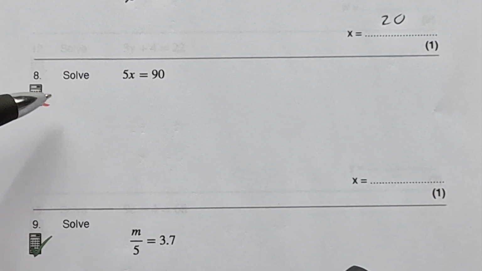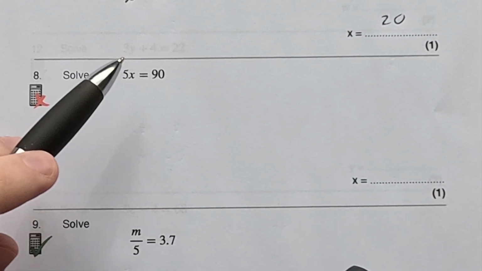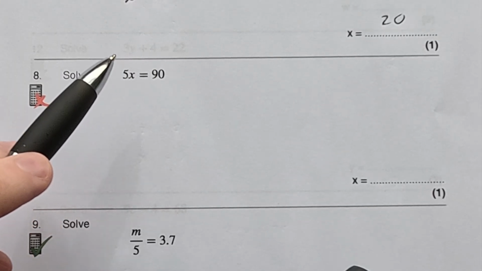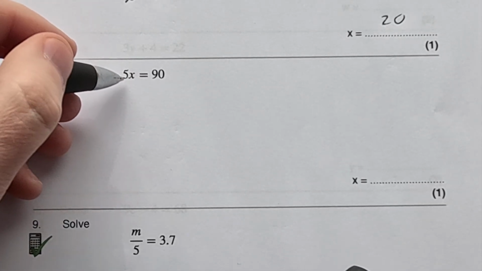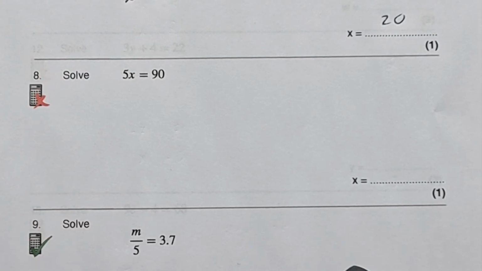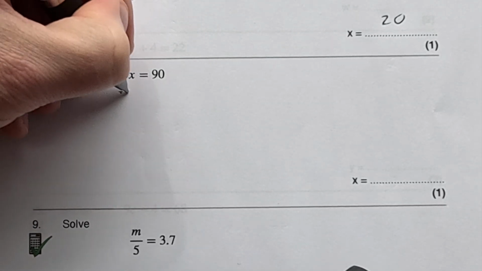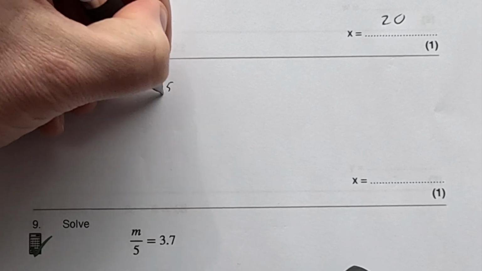So we want to solve this equation, and this is saying 5x, 5 times x, is equal to 90. So we want to get rid of this multiply by 5. We want the x on its own. So if we want to get rid of the multiply by 5, we want to divide both sides of the equation by 5. So we're going to divide by 5 and divide by 5 because that's the inverse operation.